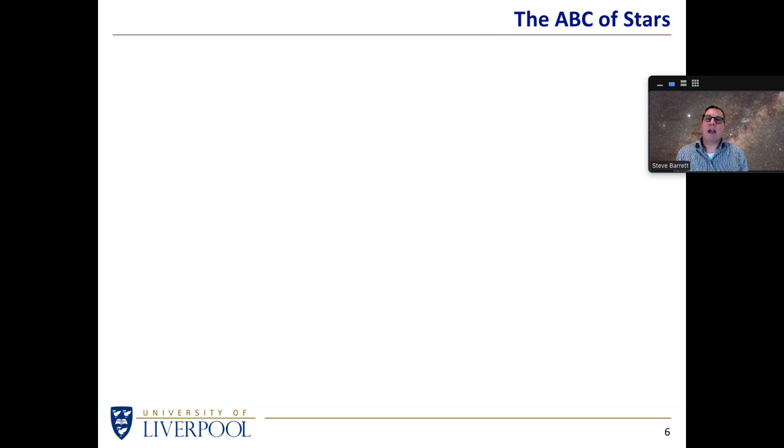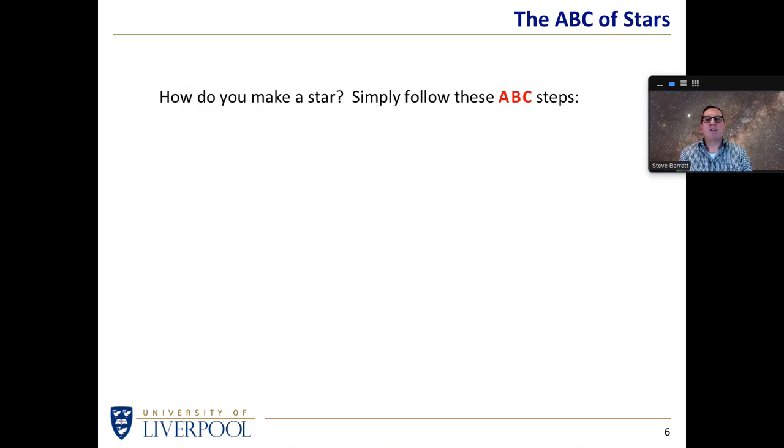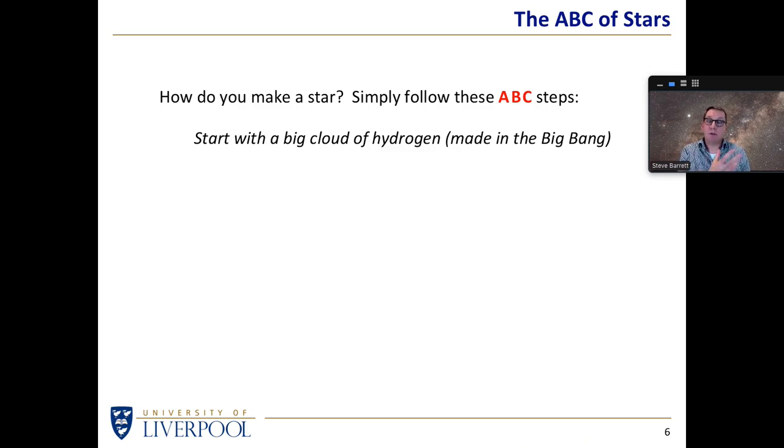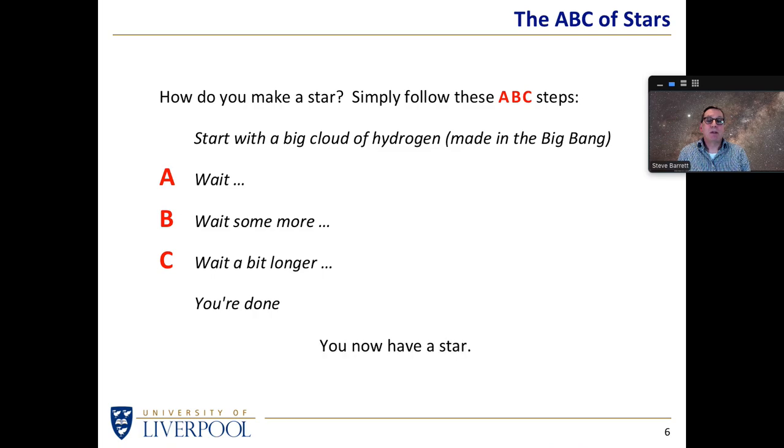In terms of the ABC of stars, I'm not going to couch it in quite the same terms, but let me just say one way that you can make a star. You can follow 3 simple steps to make a star if you want to do this yourself at home. You start with a very, very large cloud of hydrogen, preferably made in the Big Bang, but if you want to supply your own, that's okay. And if it's large enough, the 3 steps you need to follow are A, wait, B, wait some more, C, wait a little bit longer, and then you're done. Now you have a star.